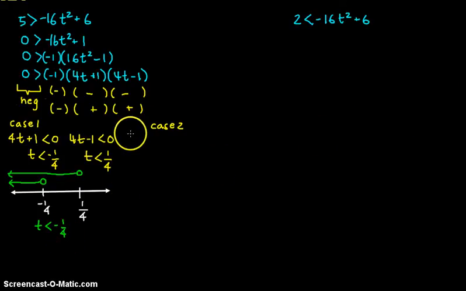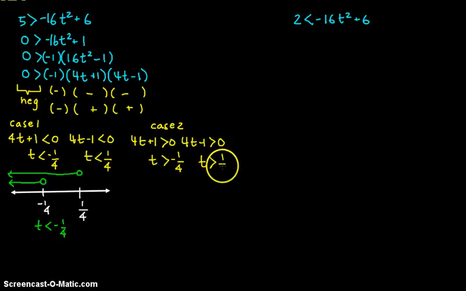That's case 1. Case 2 is where I got a positive and a positive. So I'm going to have 4t plus 1 is greater than 0. And I'm going to have 4t minus 1 is greater than 0. And once again, I already know what numbers I'm going to get because I already calculated all this. So it's going to be t is greater than negative 1/4. And this will be t is greater than 1/4.